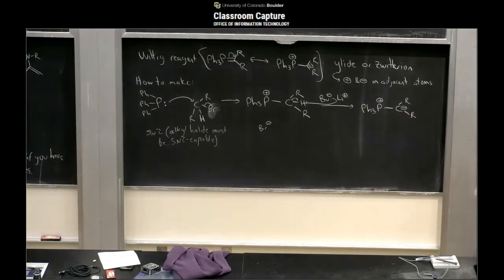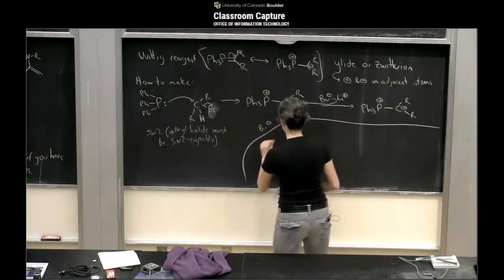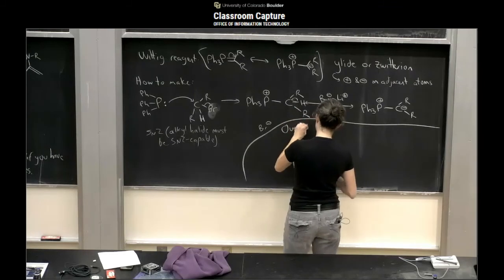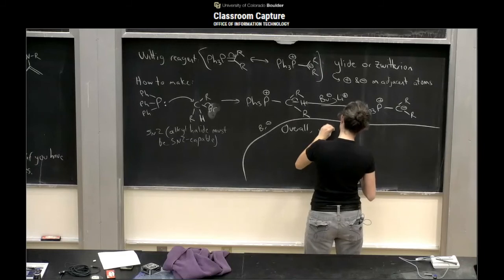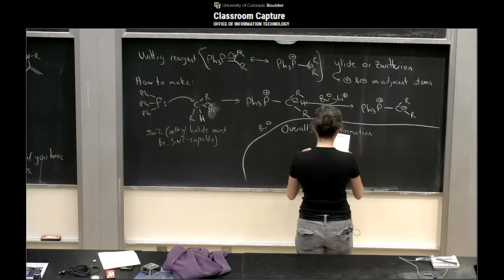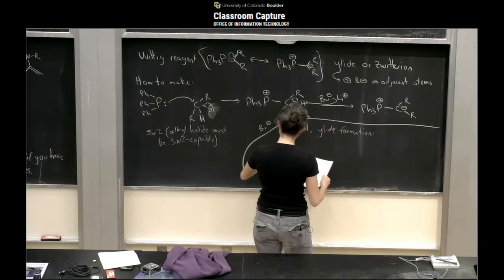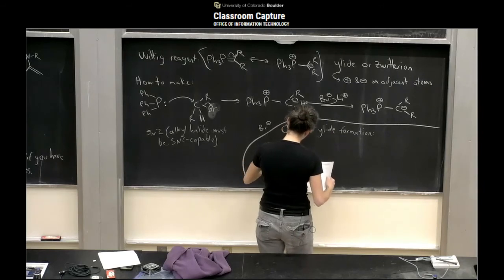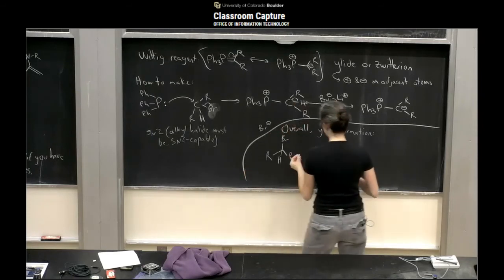And that gives us our ylid form, which we can show in resonance to the double bonded form if we want. Okay, so overall, ylid formation is going to look like whatever alkyl halide we have.